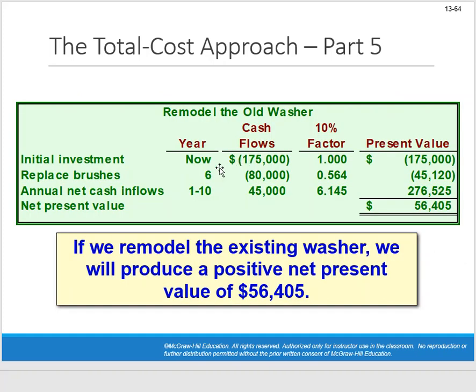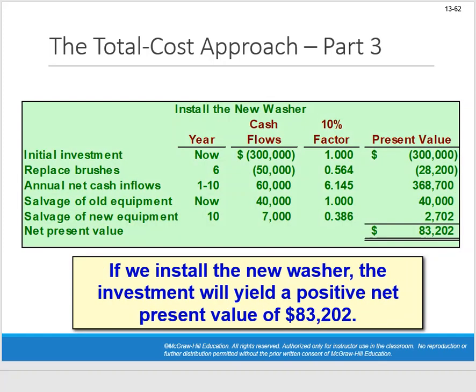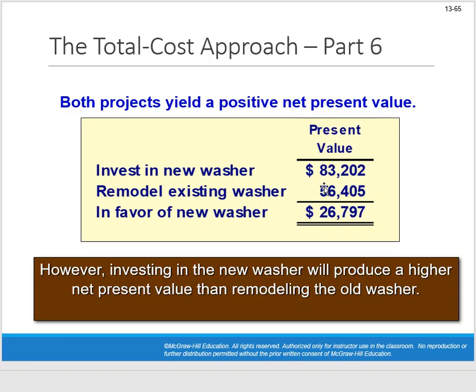remember, remodeling the old washer was going to cost us $175,000 now and $80,000 6 years out. Where buying a new washer is $300,000 now and $50,000 6 years out. That's a lot more. If we're putting a lot more money into the project, wouldn't we expect the return to be greater? Maybe. We're going to have to look at another way to analyze that. But for now, we're in favor of the new washer.